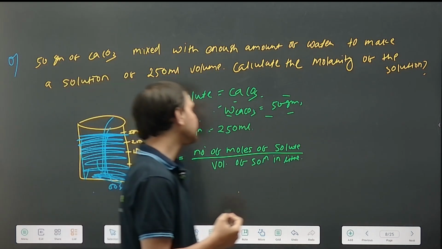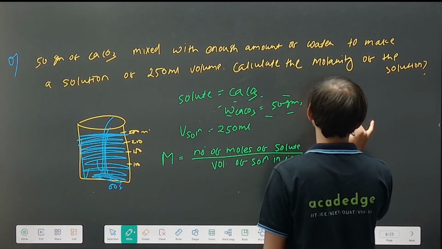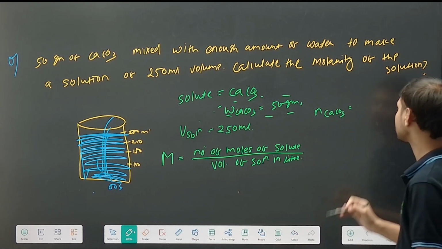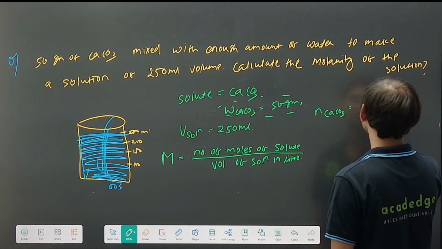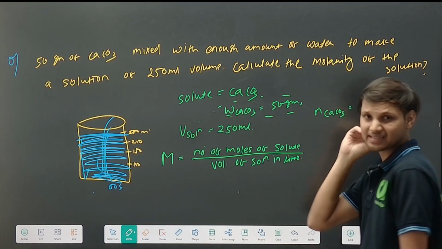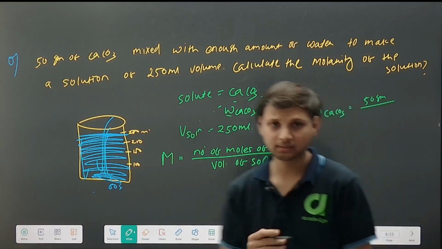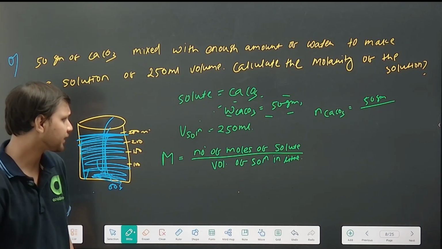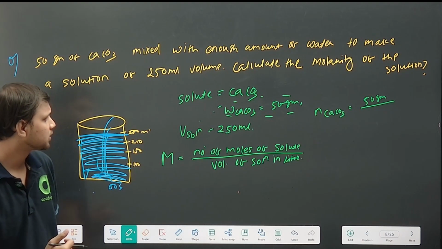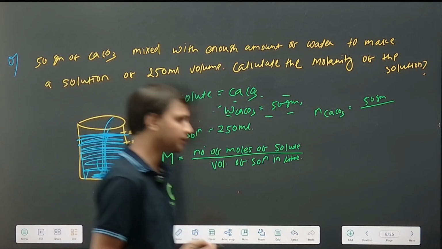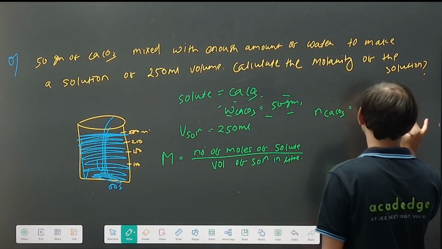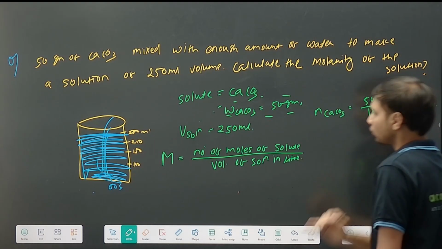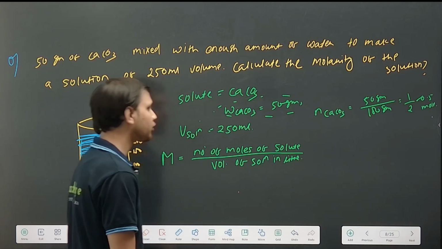All right. So if I'm talking about the number of moles of CaCO3, what is the formula? It will be given mass by molar mass, right? So what is the mass given to you? It's 50 gram by the molar mass. Calcium is 40, carbon is 12, and oxygen is 16. So 16 into 3 is 48. So 48 plus 12 is 60, plus 40 is 100, right? So it is 100 gram. So here it will be 1 by 2, that means 0.5 mole. Okay, so I found the number of moles of calcium carbonate is 0.5 mole.